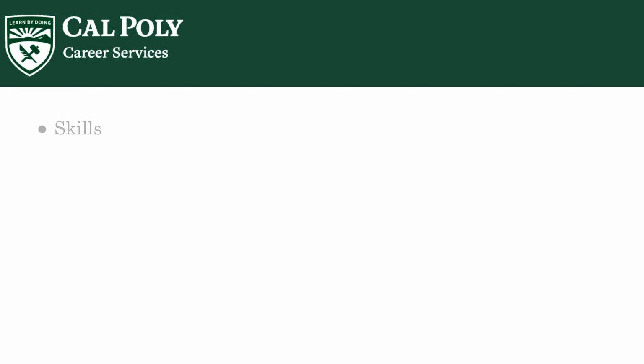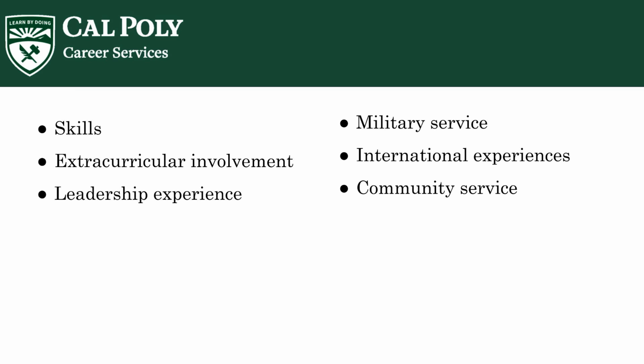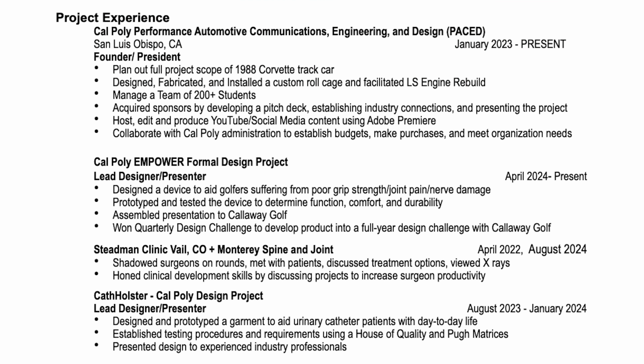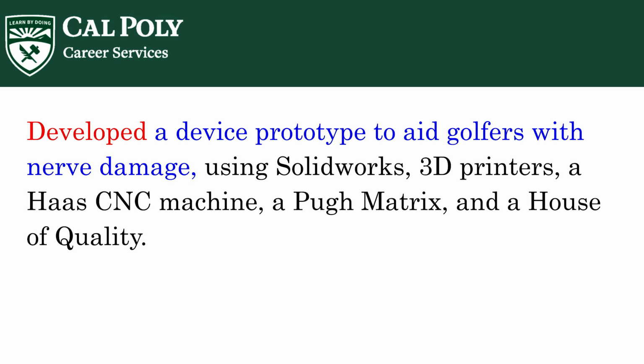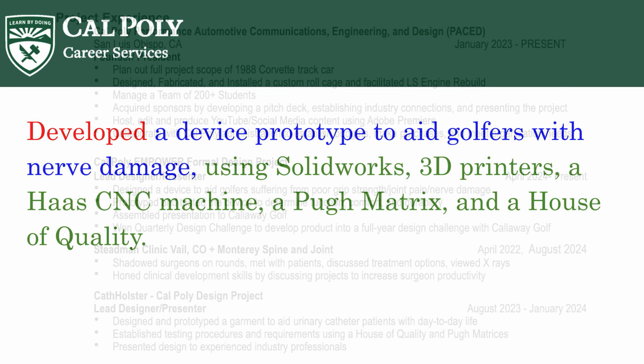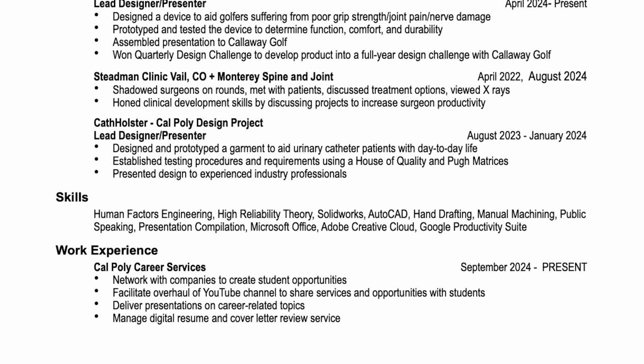Some other sections include skills, extracurricular involvement, leadership experience, military service, international experiences, and community service. Each experience on your resume should include a few bullet points to explain the skills you developed at the role. Bullet points should follow the following structure: strong action verb, what you accomplished, and the tools you used to accomplish it. For example, developed a device prototype to aid golfers with nerve damage using SolidWorks, 3D printers, a Haas CNC machine, a Pugh Matrix, and a House of Quality. With this format, you can convey a maximum amount of information about your accomplishments and skills in each bullet point.